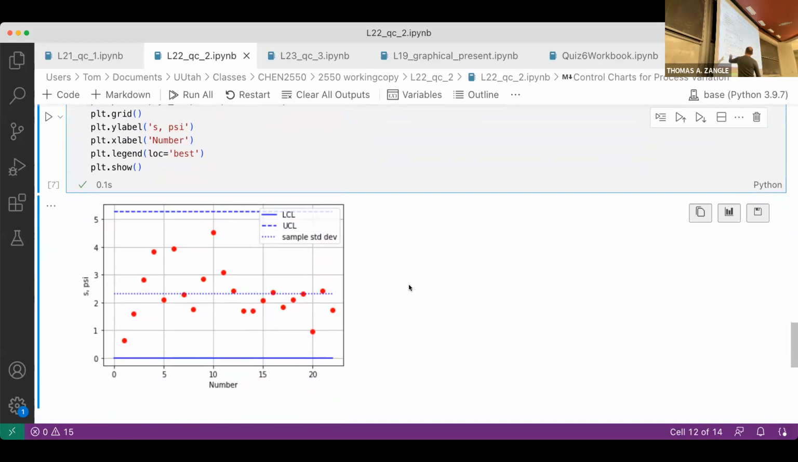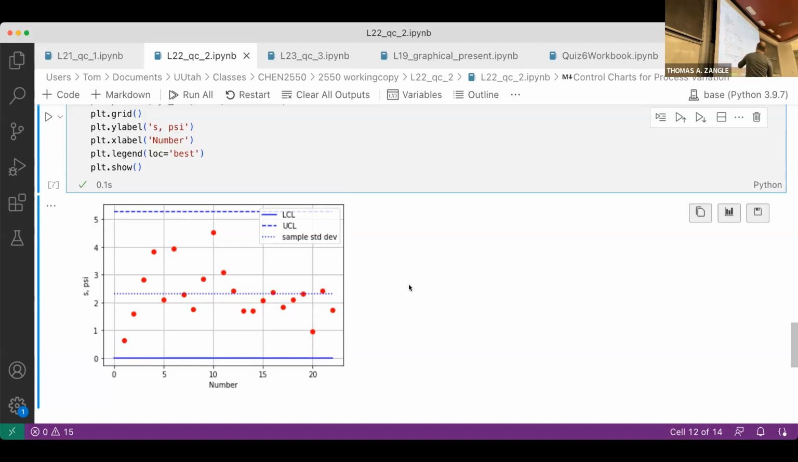So now the red dots on this plot indicate the standard deviation from that observation period, right? Each one of these dots is the standard deviation of the 4 measurements in that observation period. The lower control limit is 0, right? Because we had computed a value that was less than 0, but we fixed it to 0 because it can't be negative. That's our lower control limit. And our upper control limit is the dashed line at the top.